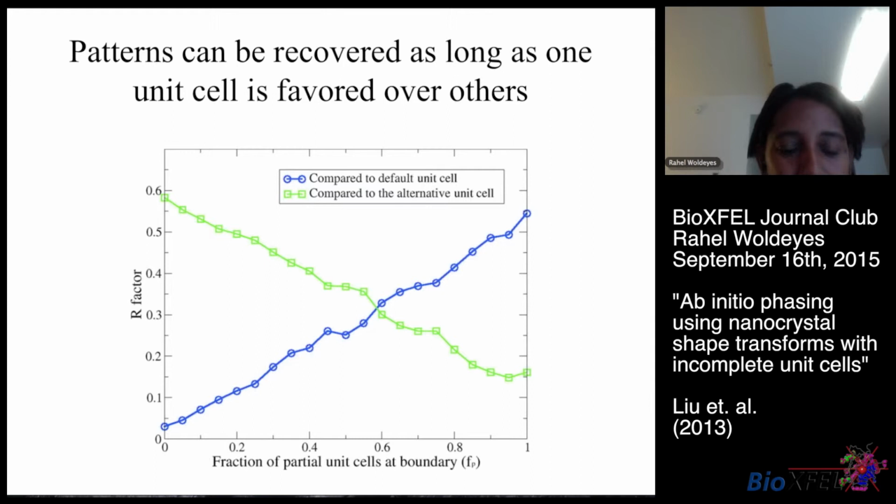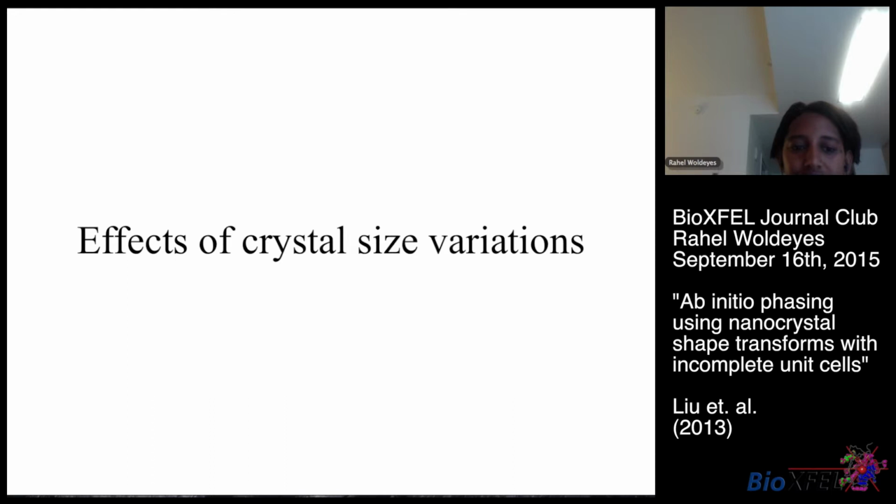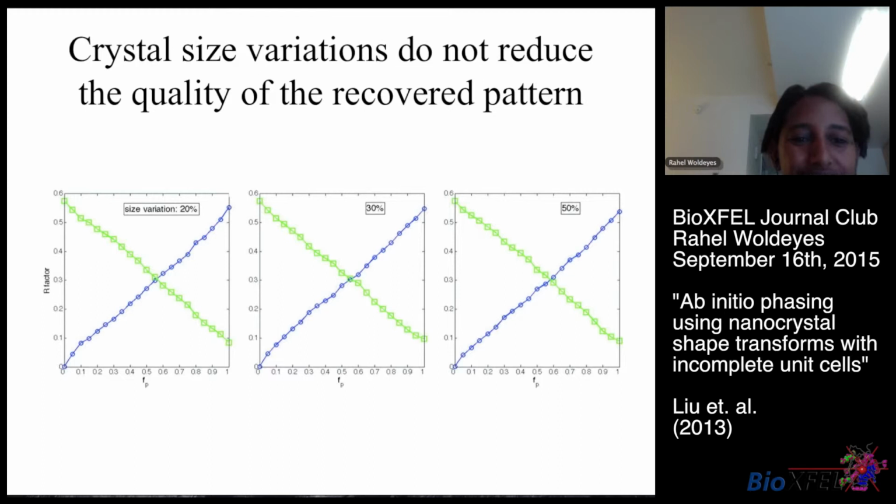And okay, the other thing that they looked at is the effect of crystal size variation. And I guess, to my surprise, the size variation did not reduce the quality of the recovered pattern. And as you can see, they did size variation ranging from 20% to 50%, but the pattern looks exactly the same as what they've seen before, which was really nice.